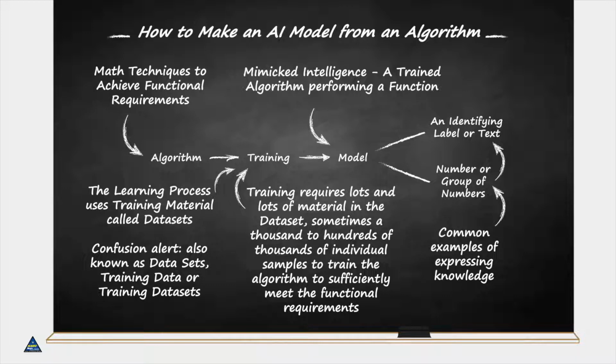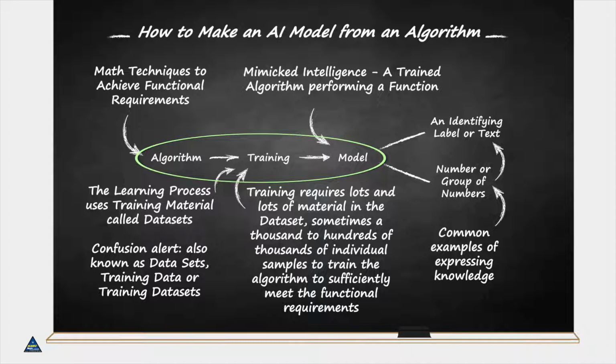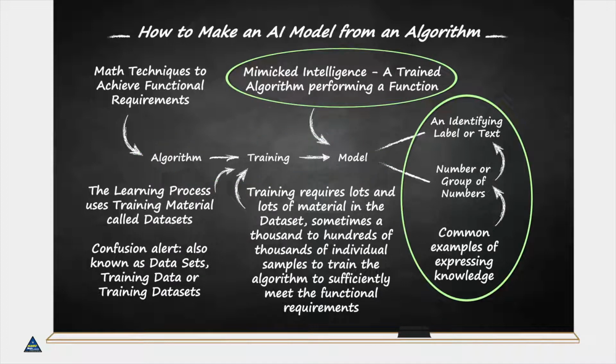Quick review: algorithm gets trained and it becomes a model. Algorithm consists of math techniques, it consists of requirements. You have to conform to an input format and it has to conform to an output format. And in that entire process, you've now represented or mimicked intelligence.